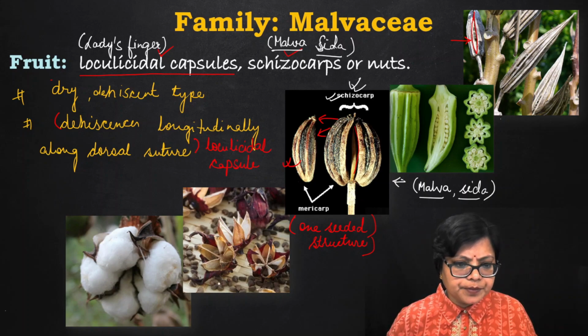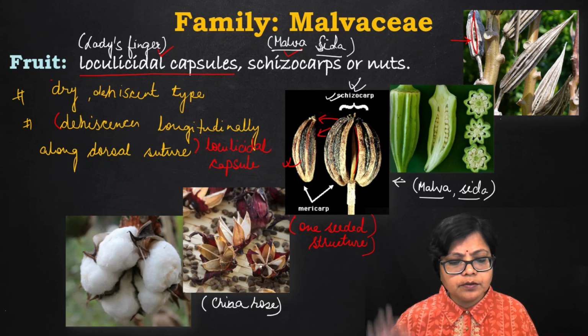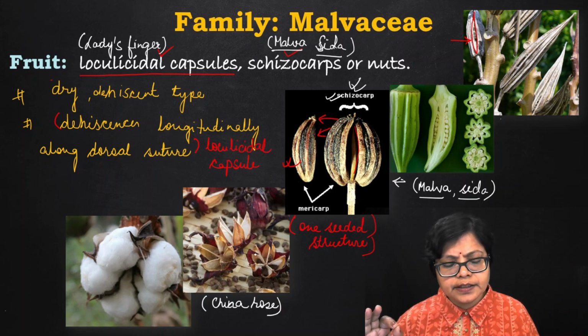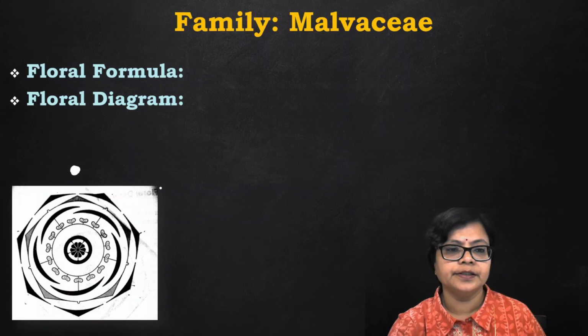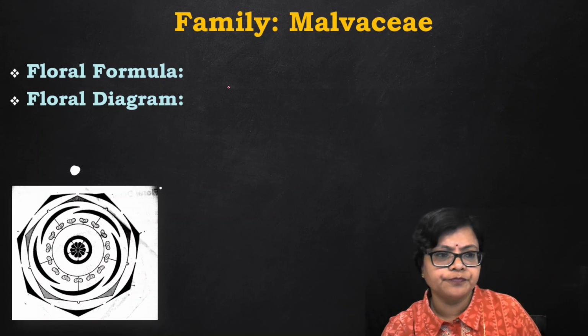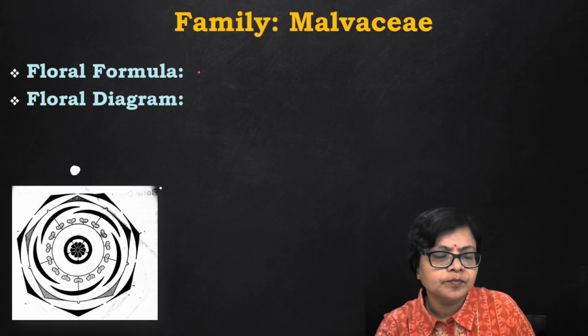This diagram represents the fruit of China rose. Here also you observe dehiscence longitudinally. As we have learned the floral characteristic features of the members of this family, we can write the floral formula and also we can draw the floral diagram.